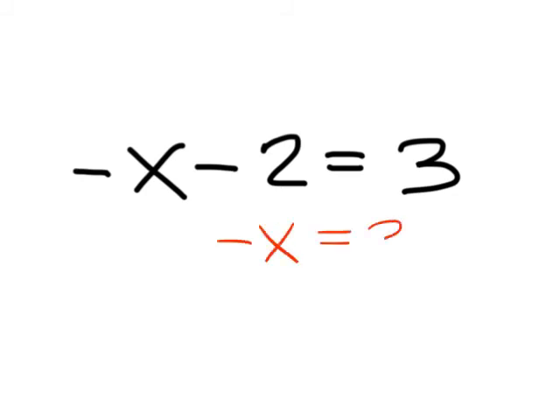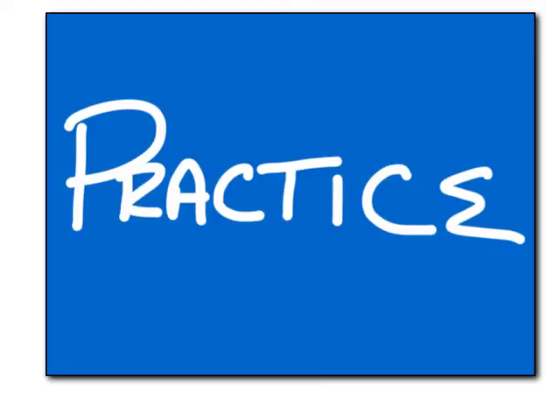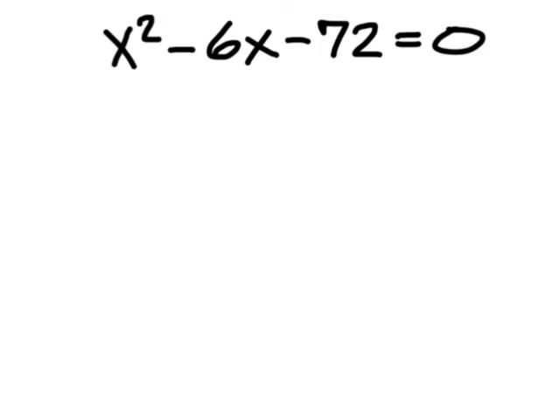Alright, this should be negative x equals 3 plus 2. And that's a 5 on the right, but you have to divide it by negative 1 to get a negative 5. Here's another practice problem. This one has an even number in the middle term, so this should be easy. Bring up the first step. Answer is x squared minus 6x equals 72 for the first step.